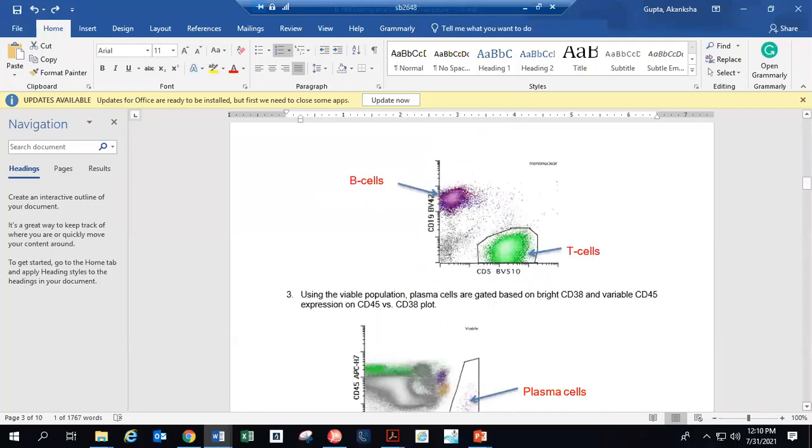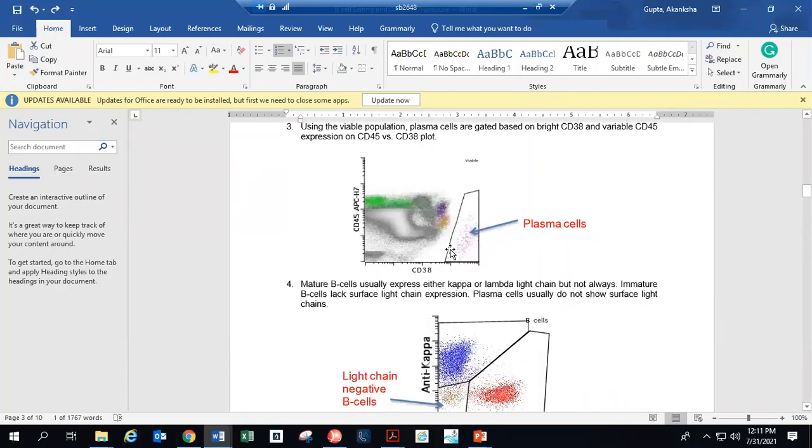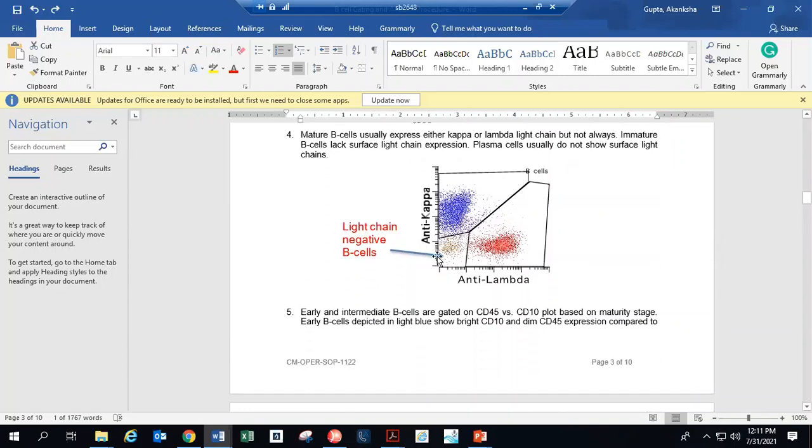Now coming to the plasma cells, as we have been saying, CD38 bright is the plasma cells. They will be dim in CD45. That is your plasma cell gate. Normal B cells should be both kappa and lambda, or they can be light chain negative B cells as well. So in normal B cells, you can see there is a mixture, polyclonal kappa and lambda. When it starts being monoclonal, you think that that's an abnormal population.